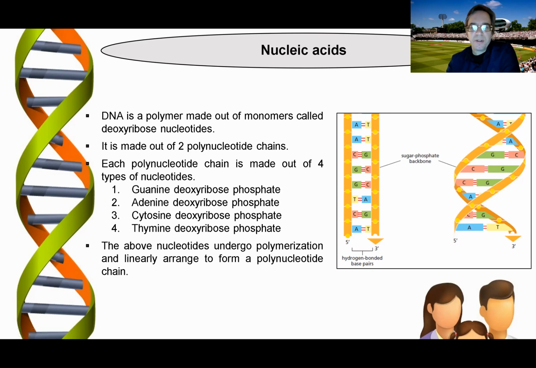Each polynucleotide chain is made up of 4 of these nucleotides: guanine, deoxyribose, phosphate, adenine, cytosine, and thymine. These undergo what's called a polymerization reaction and arrange to form a polynucleotide unit. On the left, you can see the pairs, and on the right, you can see how they coil in DNA and pair up.